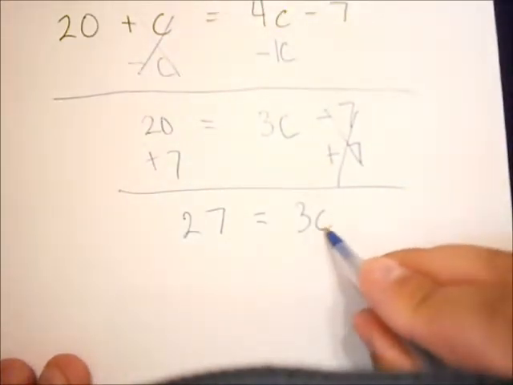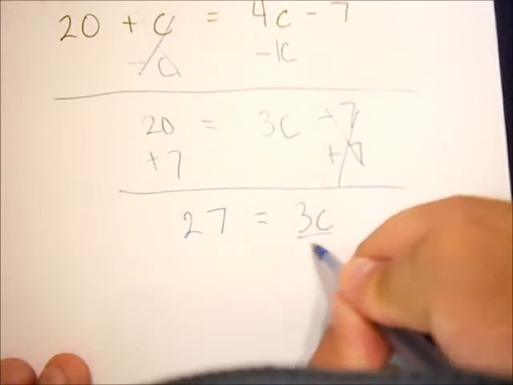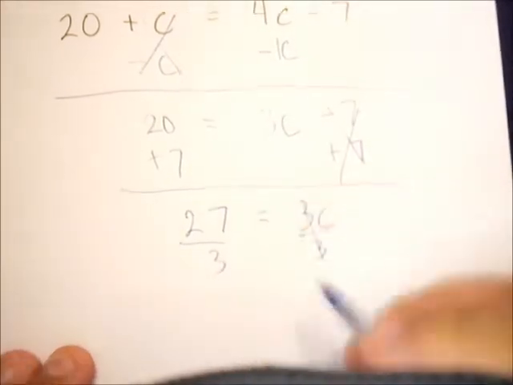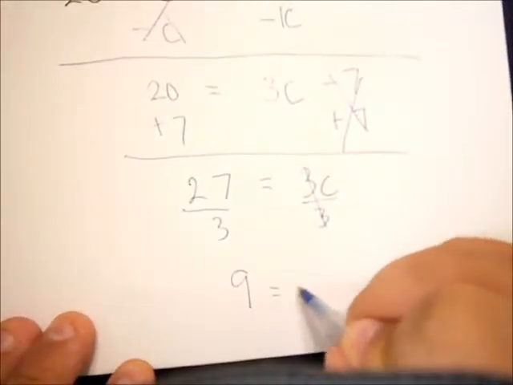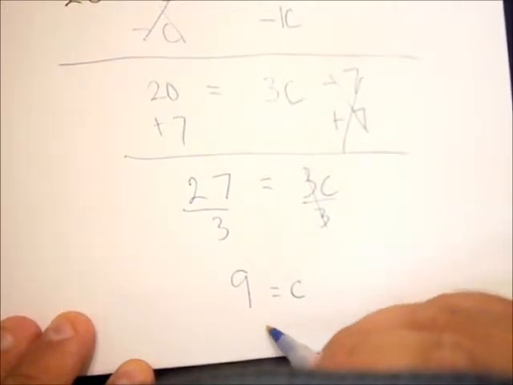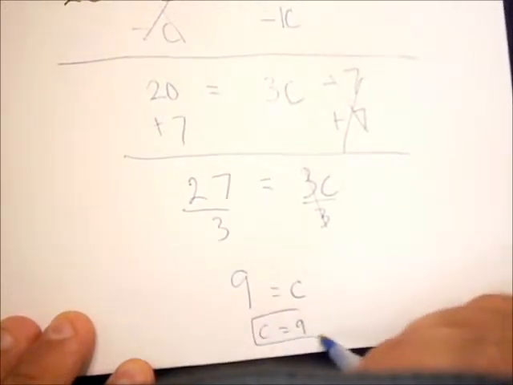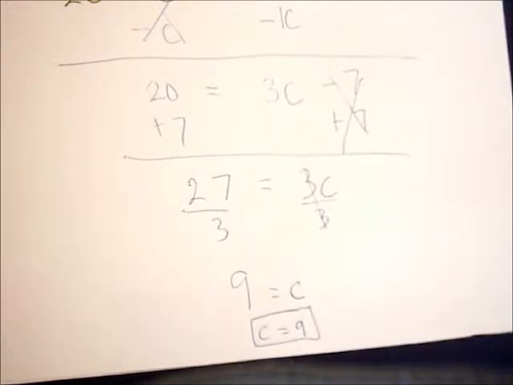And finally, since it's 3 times c, the inverse operation is to divide. And again, I can switch that around. C equals 9. So that looks a little bit more proper.